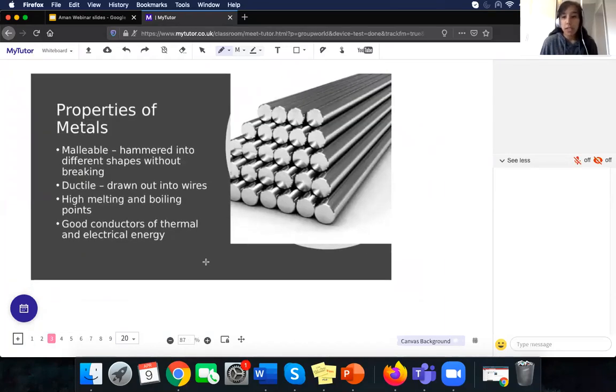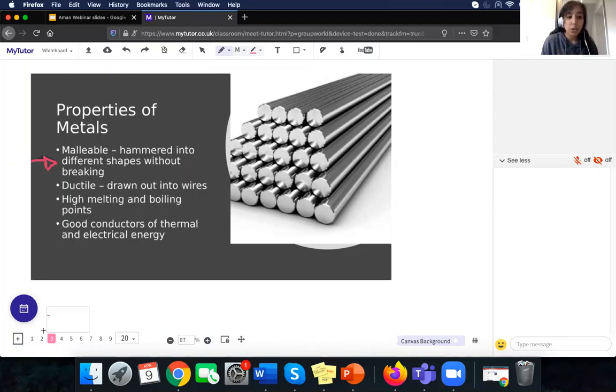So the first thing to understand is to be able to define all the terms that they use. So the first one is malleable. And malleable means that the metals can be hammered or struck, and therefore they can form different shapes. And the key thing is, when we strike a metal or hammer a metal, it does not break. It will form a different shape, but it will not break. And we need to use the metallic structure to understand why that is.